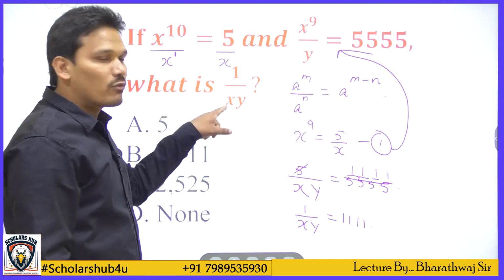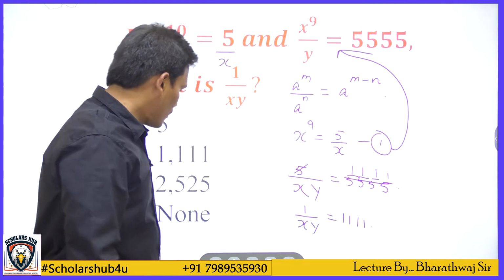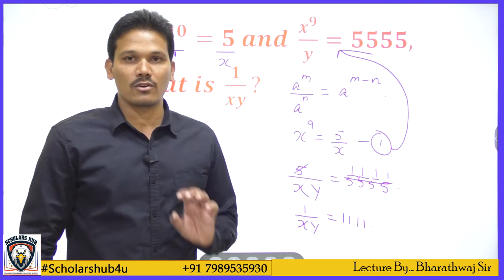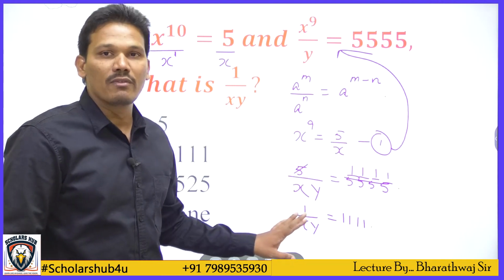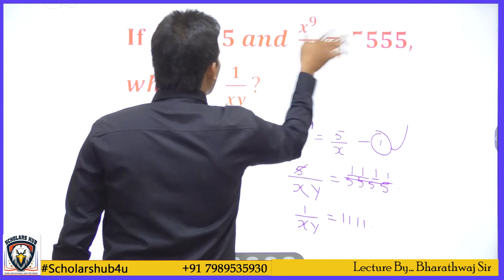It is asking to find the value of 1 by xy, so 1 by xy equals 1111. Option B is the right answer. In this way you have to solve the simplification questions. Now let us go with another question.